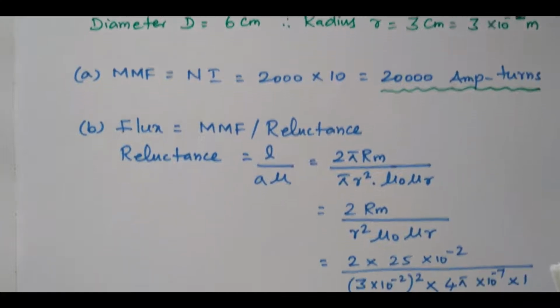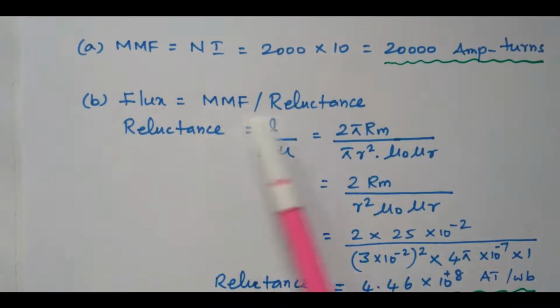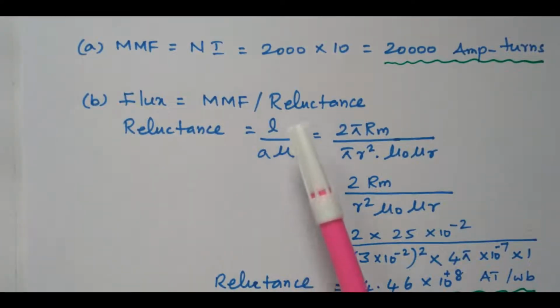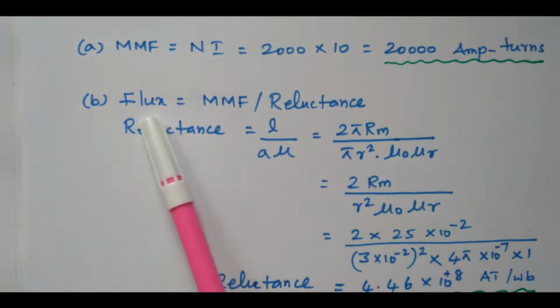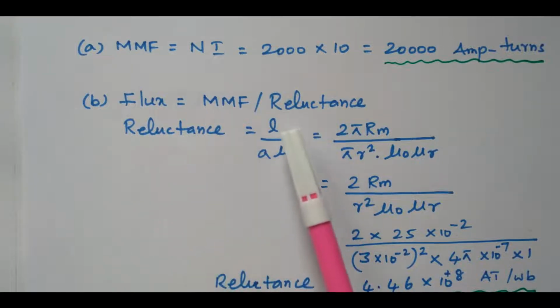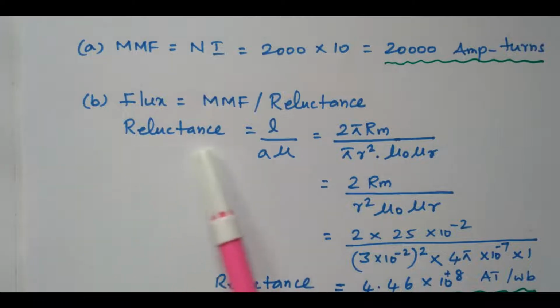The formula for flux: the normal formula is reluctance equal to mmf divided by flux. From that, flux equal to mmf divided by reluctance. So first we will find the reluctance. Reluctance, one more formula is available: L divided by A into mu. Like resistance from resistivity, we have the reluctance formula L divided by A mu.